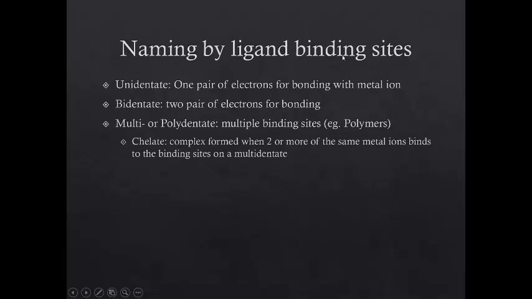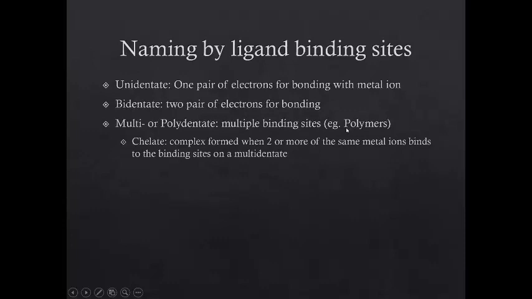Now, the number of binding sites that each of these metal ions has available has a certain naming system. If there's just one pair of electrons that's available for bonding with the metal ion, it's called a unidentate. So it's only one pair of electrons that you can covalently bond with. So uni is 1, dentate is the number of electron pairs you have to bond with, and dentate means tooth. So I think of one tooth sticking out so that you can bond with it. Bidentate is just that, 2 pairs of electrons, so 2 teeth. Multi or polydentate when we have multiple binding sites.